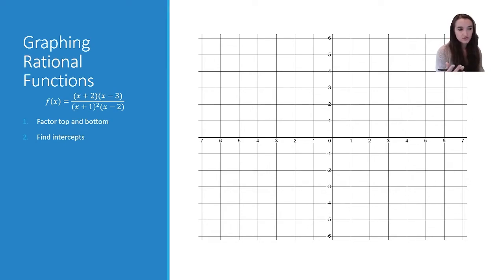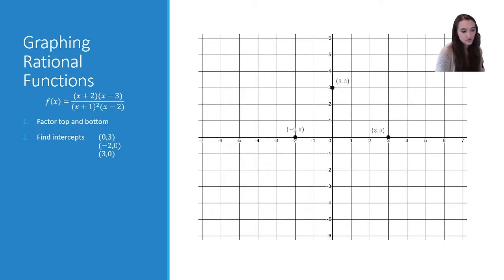So, my intercepts are going to occur at, again, my y-intercept is what happens when I plug in 0. So when I plug in 0, I'm going to get 2 times negative 3 is negative 6 over 1 squared is 1 times negative 2 is negative 2. So that's going to be 3. So I'll get a y-intercept at (0, 3). And then my x-intercepts are just setting the numerator equal to 0. So when is the numerator 0? That's going to be negative 2 and positive 3. So like so. I get these 3 intercepts.